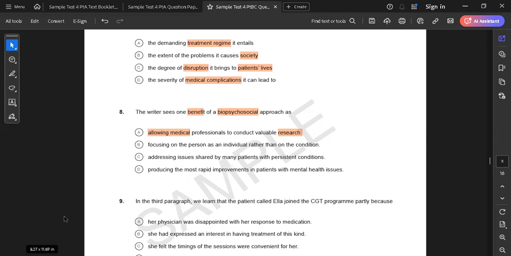They may use the word evidence. They may use the word findings. They may use the word record, okay, valuable record.